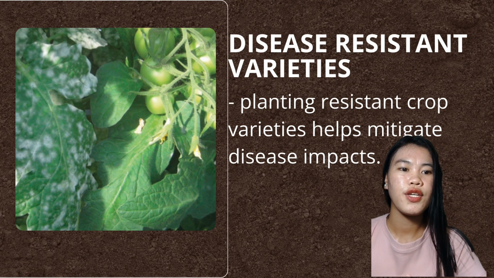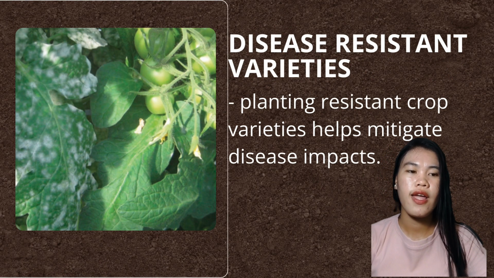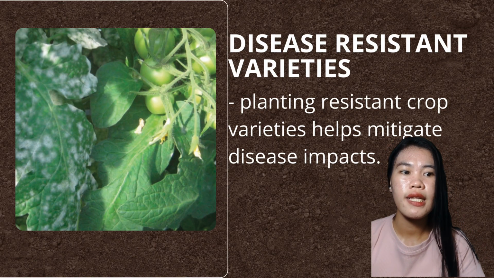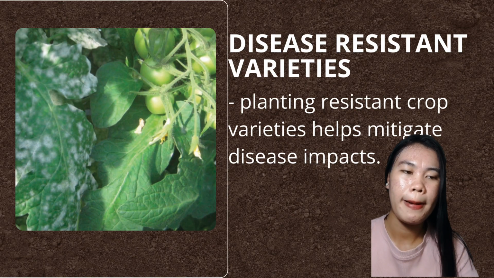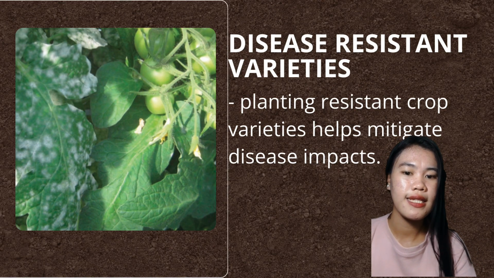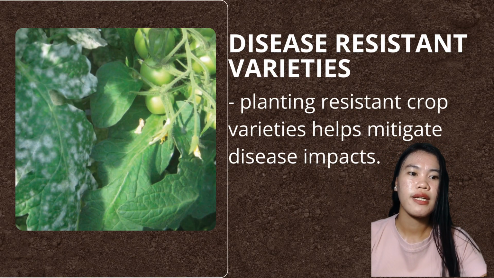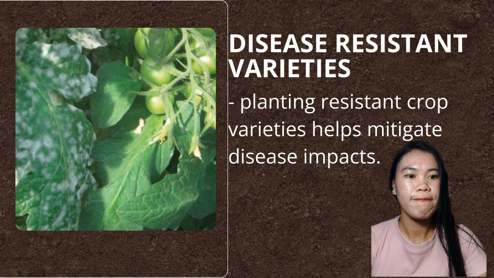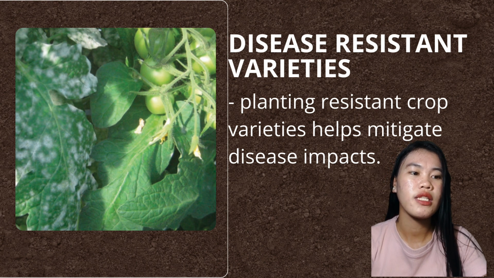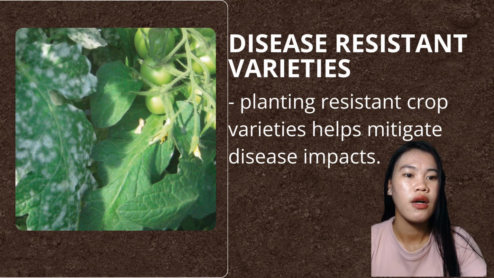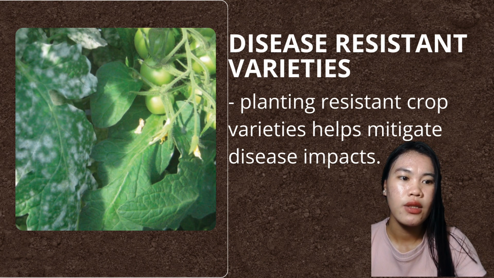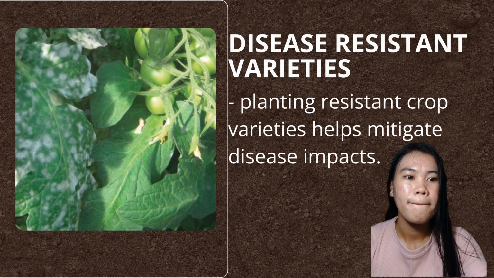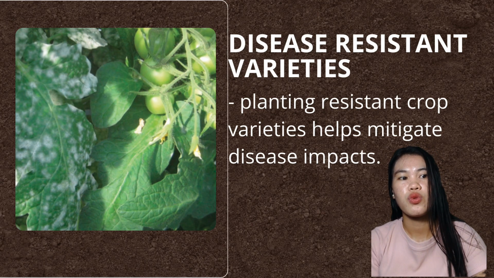So next is the disease-resistant varieties. So it is planting resistant crop varieties na nakakatulong din para mabawasan yung impact ng mga diseases. So ano mga examples nun? Yung plant types na breed to withstand specific pests or diseases, or powdery mildew resistant cucumbers, yun yung example, or even the late blight resistant potatoes.